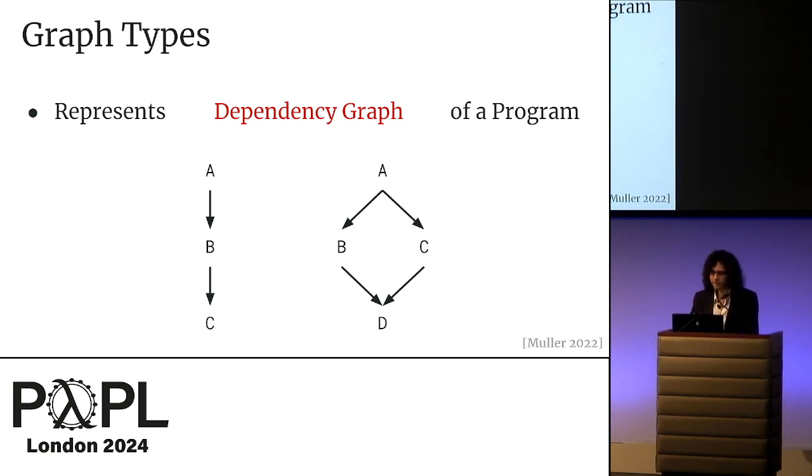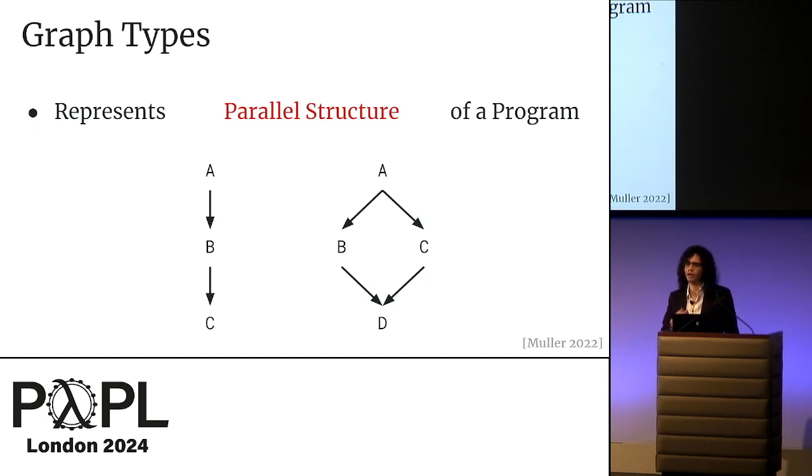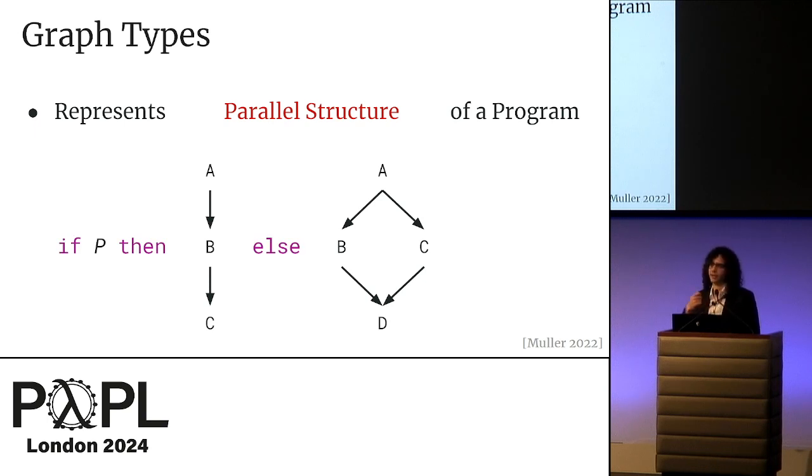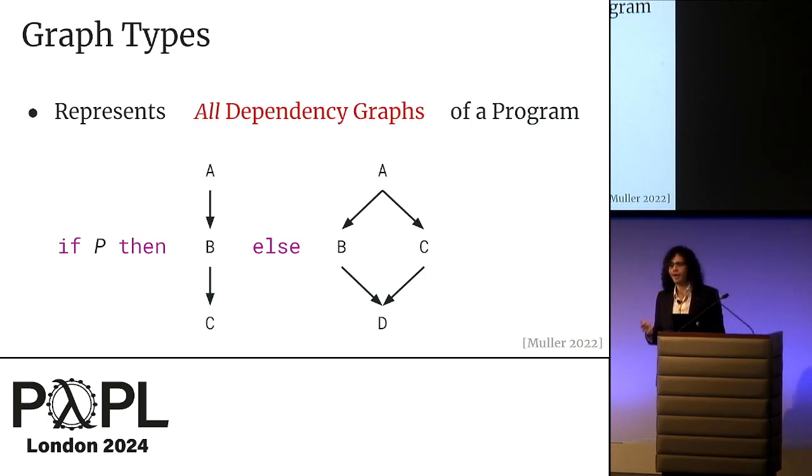Now, because these graph types describe these graphs, they're able to represent the parallel structure of the program. And one of the boons of graph types is that they're able to do this statically, as opposed to dynamically. Now, one can imagine that these dependency graphs can change quite a bit due to control flow within the program. And this is another great feature of graph types. They're able to represent all possible dependency graphs for a given program.